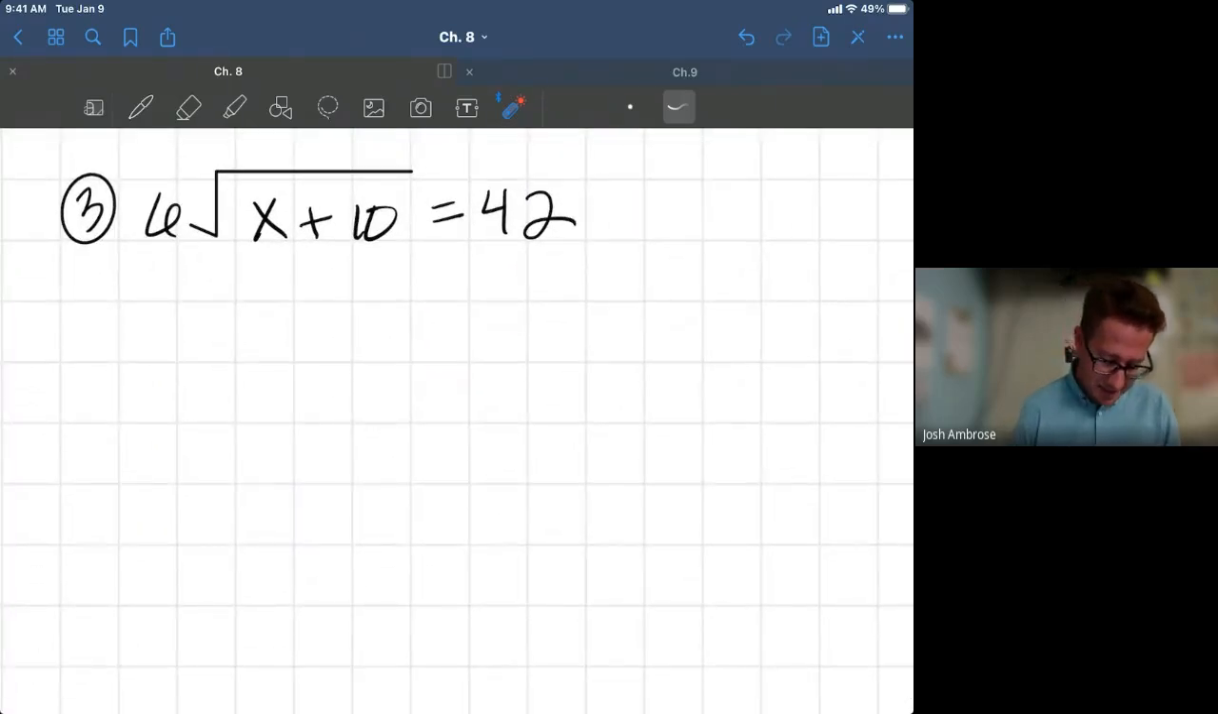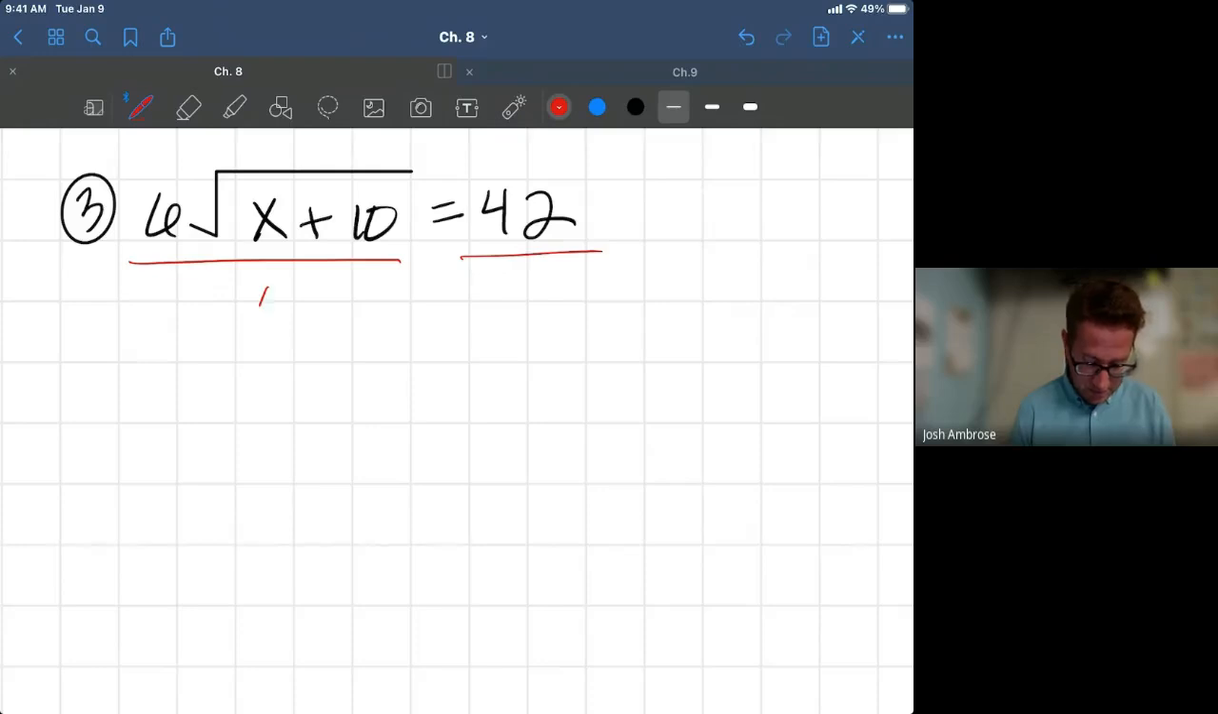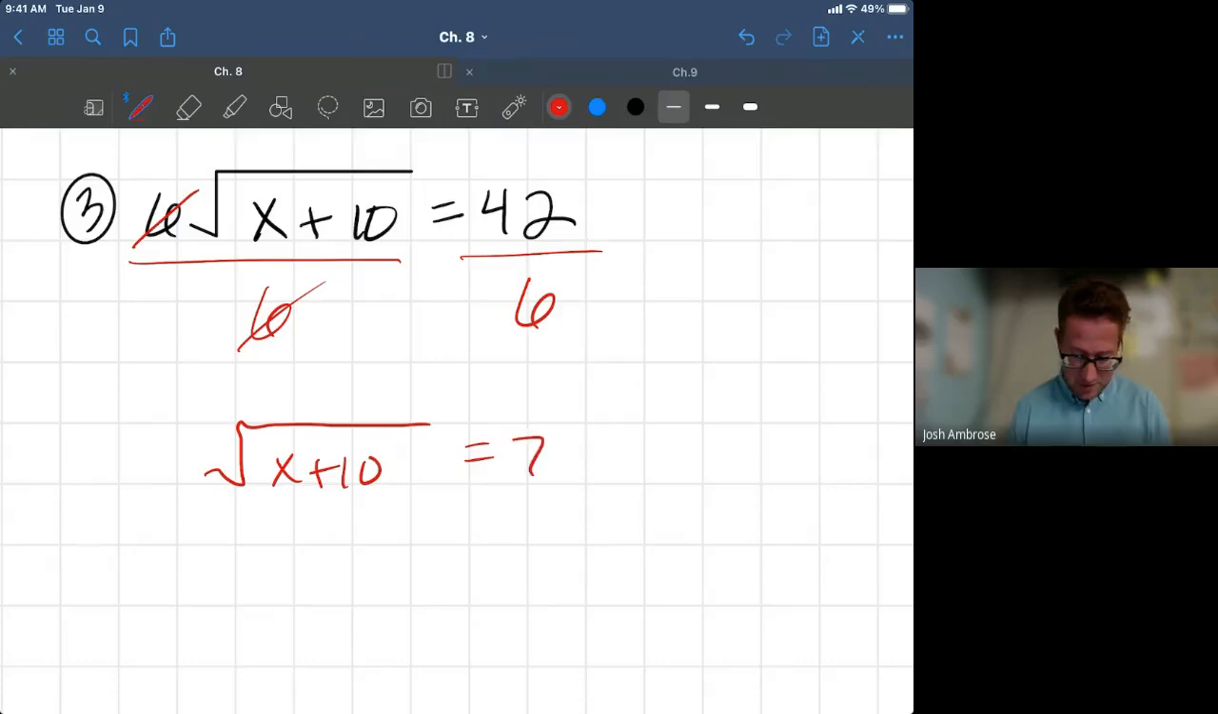This 6 is on the outside being multiplied into this radical here. So how do you get rid of that 6? By doing the opposite, meaning you will have to divide both sides by 6 to eliminate the 6 here. And then 42 and 6 work out perfectly. So we have a square root x plus 10 equals 7.